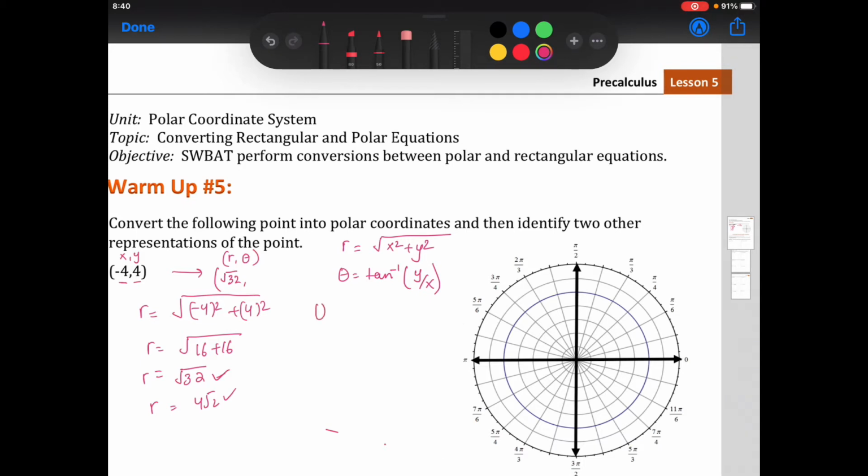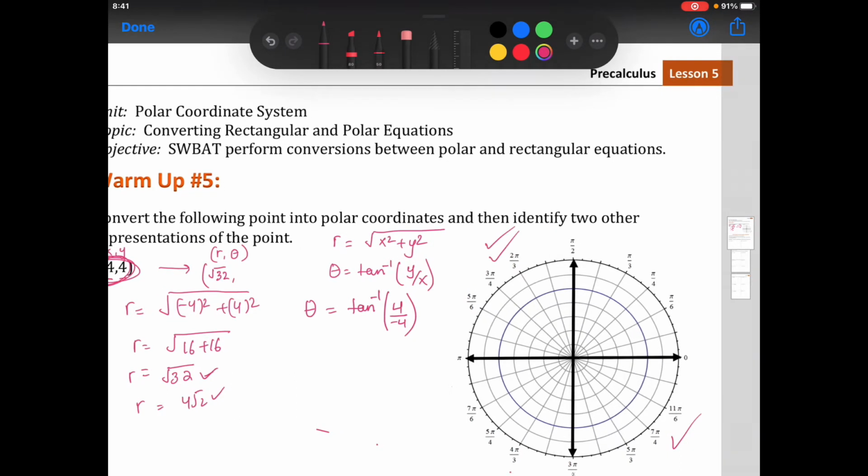So theta is what? Tan inverse of y, which is 4 over negative 4, right? Remember, 4 divided by negative 4 is just negative 1, meaning the negative tells me I'm going to be in a quadrant where tangent is not positive. So I'm going to be either in the second quadrant or the fourth quadrant. If you look at your point, negative 4, 4, it is in the second quadrant. My point is in the second quadrant.